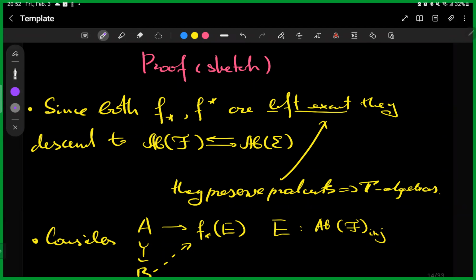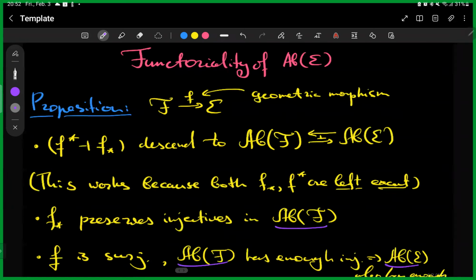So for the second part, that f lower star preserves injectives, consider an injective in the category of abelian group objects in F, and consider a diagram like this. So we want to find. I'm sorry, could you please show the previous slide one more time? Yeah, sure. Okay, thank you.